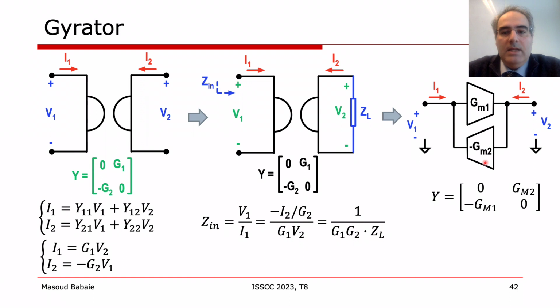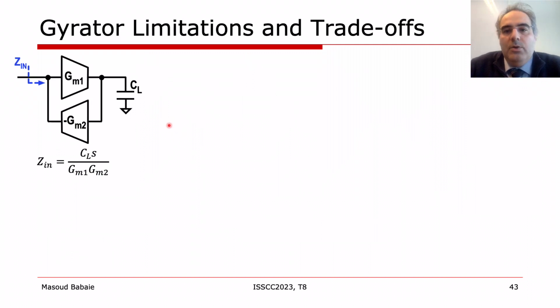The gyrator can easily be implemented in CMOS technologies using a feed-forward transconductance GM1 and a return transconductance minus GM2. Now if you place a load capacitor CL at the second port of the gyrator, its input impedance is inductive and is related to CL over the product of GM1 and GM2. If the noise of the gyrator is not dominant in your system, it is more area efficient and also power efficient to use a smaller load capacitor and lower transconductances to realize a particular inductance value.